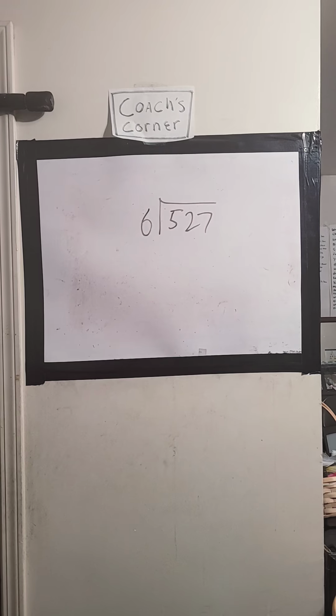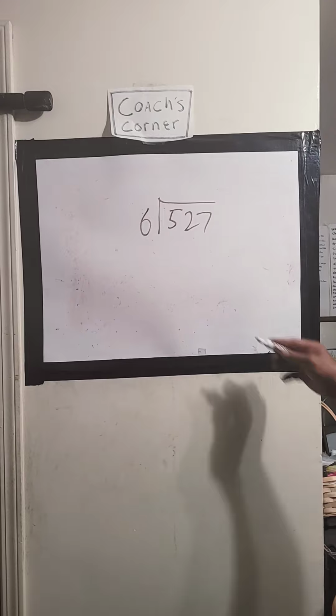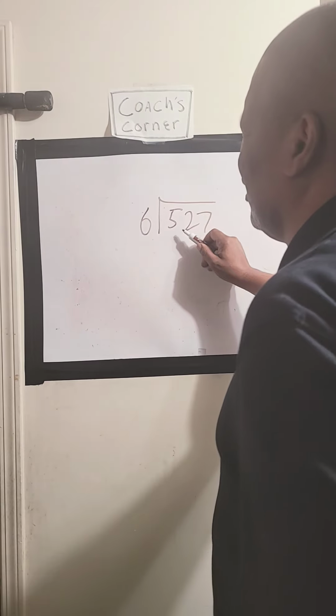Today we're going to do a quick division. We're going to divide 527 by 6. And we'll do it in a special way. First we'll look at the number here and we'll say how many times does 6 go into 5?